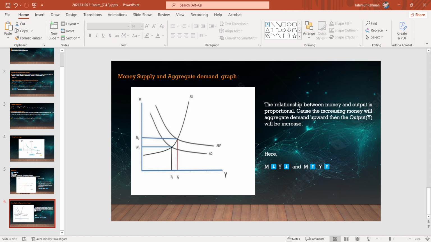And AS is aggregate supply, which is always upward. Why? Because it is controlled by the central bank. That's why it is always upward. That means it is upward for a certain period of time. If our time changes, then the AS will also change. So that's our money supply and aggregate demand graph, and that's our discussion for today.